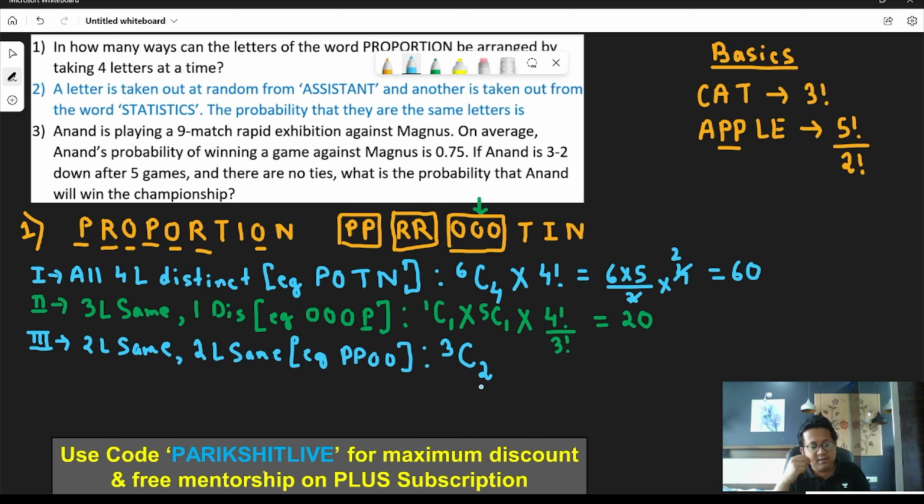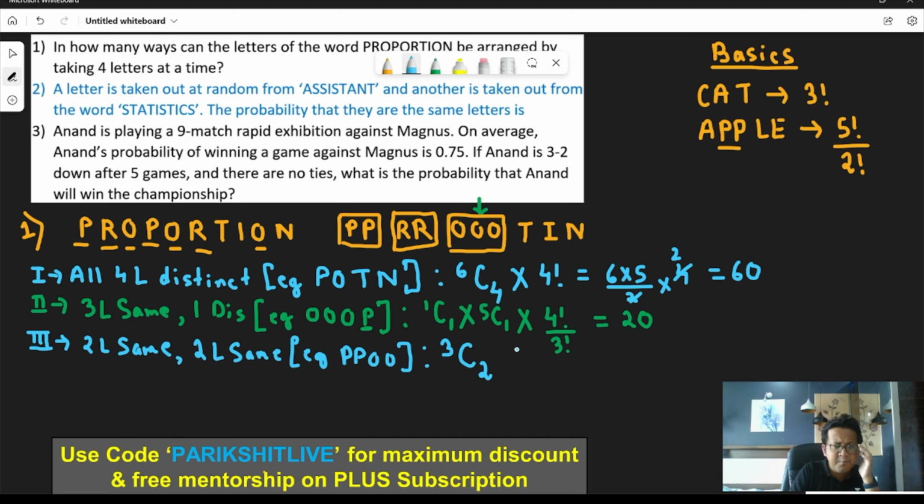So why not four? When I say select two, it automatically means if you select one P, the other P is going to come by itself because there are two P's. So you don't have to select the second P. If you select an O, the other O has to come by itself, because this is the scenario where two same, two same. So 3C2 is the total ways of selecting. There are three ways: you either select P and R, two P's, two R's, or R and O, two R's, two O's, or O and P, two O's, two P's.